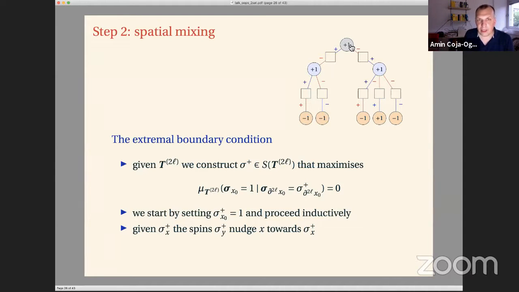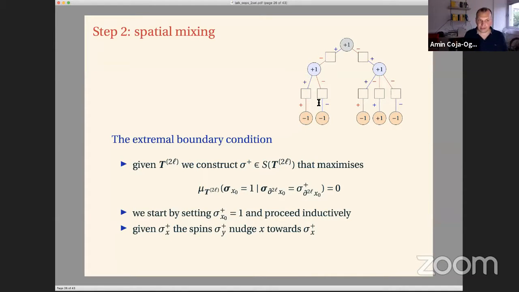And so you can now iterate this process. You can now recurse the same process on these child variables. We have some particular direction in mind where we want to nudge them. So we are going to pass to their children in turn and try and nudge them in some particular direction, and so on, until we reach the boundary of the tree. And you can prove by an induction that this will actually work, and this process will actually give you the boundary condition that maximizes the probability of +1 at the root.